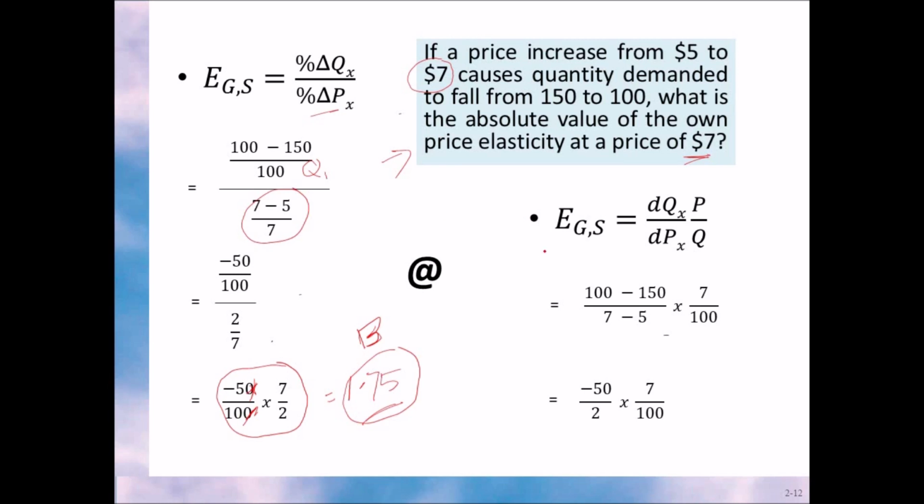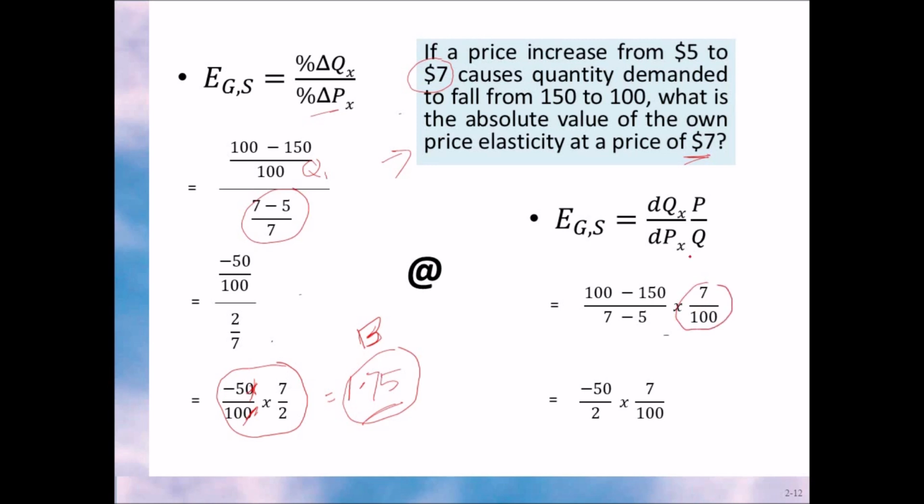If we want to use the second formula, which students like better because it's easier, we have to put down the change in Q. The change in Q is of course the difference between the old and new one. So 100 minus 150 divide by change in P. This is 7 minus 5 because the price increase from 5 to 7. And then multiply by 7 over 100.